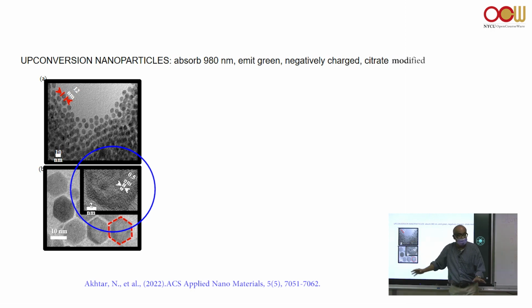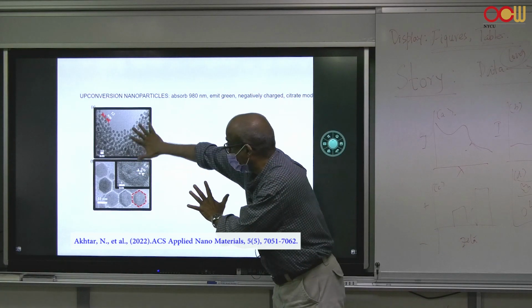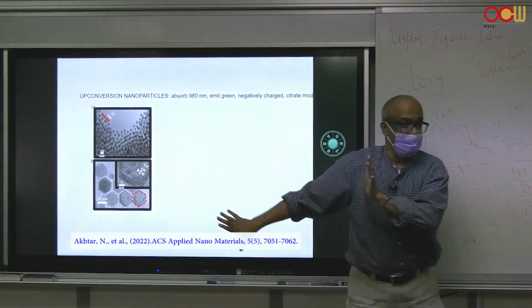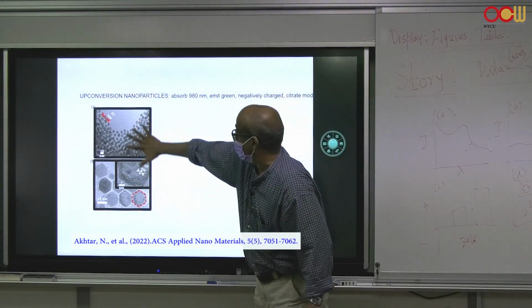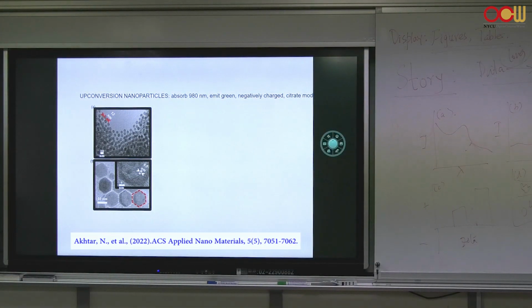0.5 nanometer spacing, it means something for us. Maybe they won't understand. If they look at it, they will know what is going on. So upconversion nanoparticles, I understand, but I don't understand these things. Then I slowly make up my story.